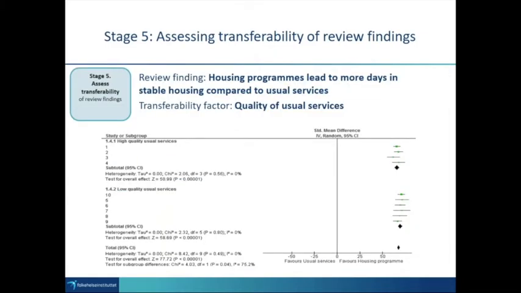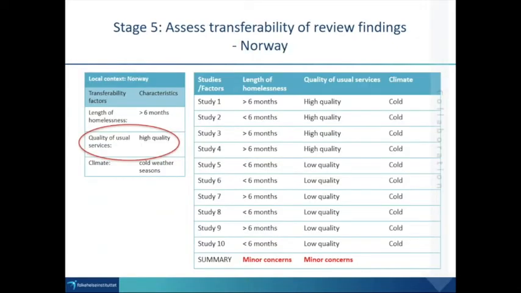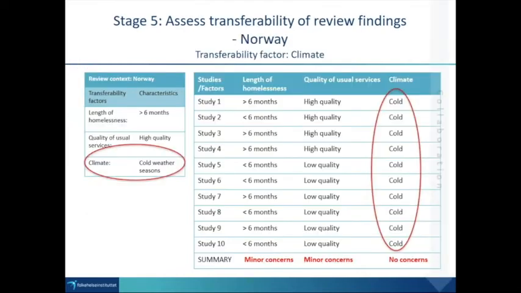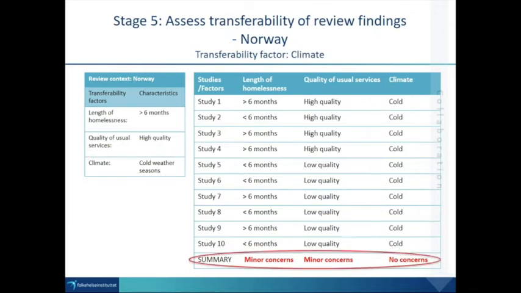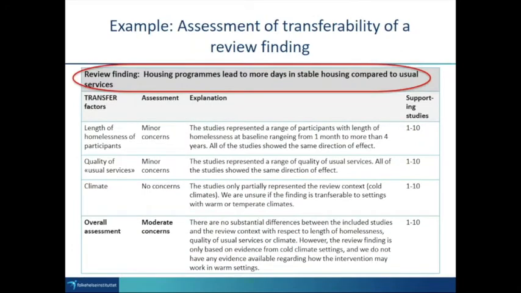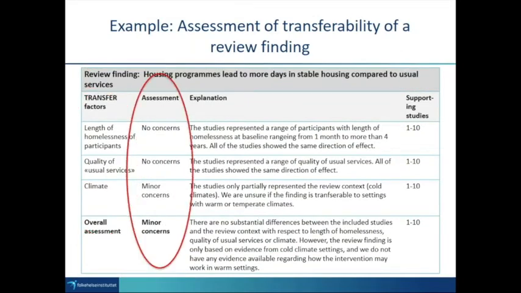This one was quality of usual services. We might have minor concerns because when the intervention was presented in context, it was a slightly reduced effect. And we know in Norway we have good high quality services generally. But all of the studies came from cold contexts, and anybody who knows Norway knows that it's very cold here most of the time. So we would have no concerns regarding the transferability of the findings with respect to the climate transferability factor. Overall, we would have minor and no concerns, which would lead us to overall moderate concerns, as you can see from the table.